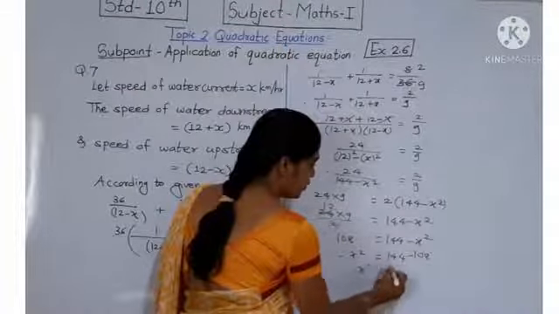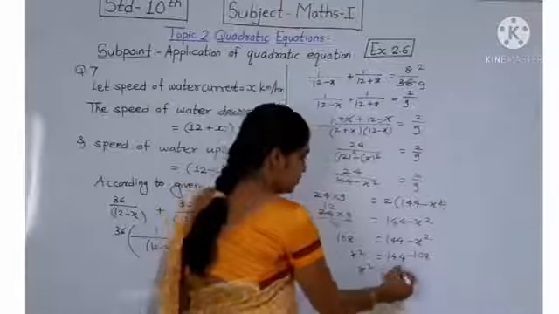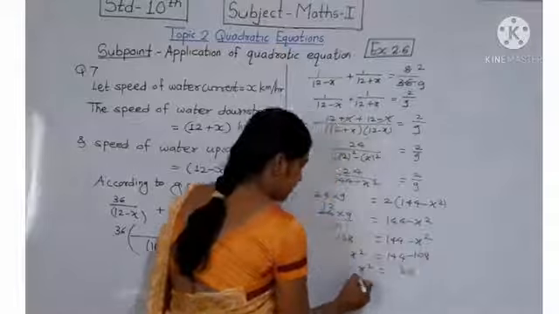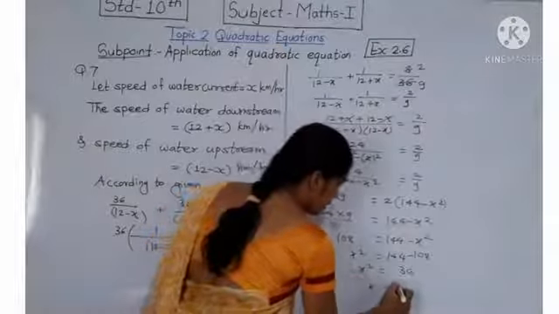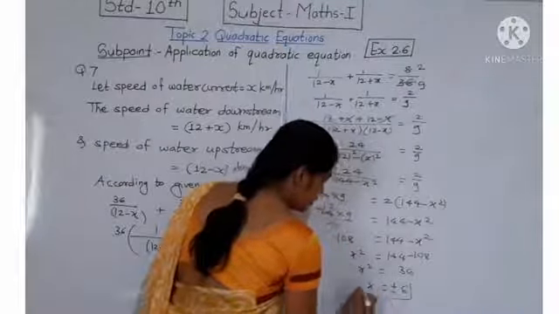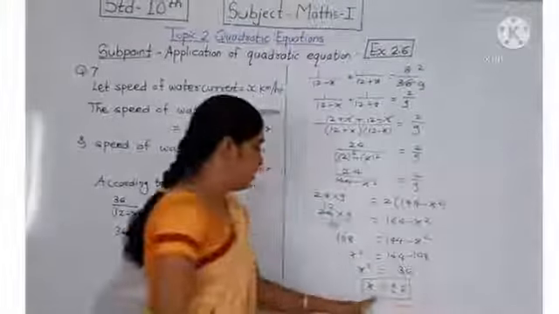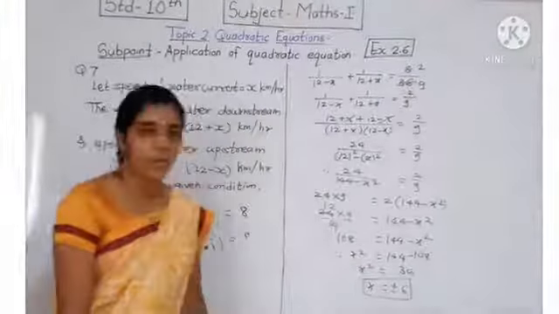Therefore, x square is equal to 36. Therefore, x is equal to plus or minus 6. Take the square root on both sides. Okay, the value of x is plus or minus 6.